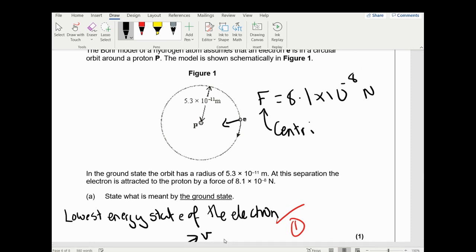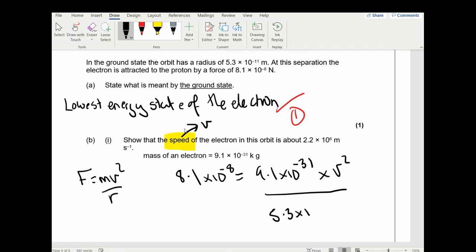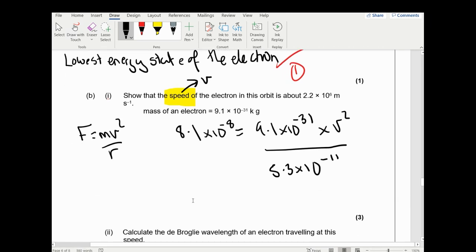This is the attraction. I've drawn a diagram. I went, okay, that's the force into the center of the circle, so I'm trying to label as much as I can here. So I know that 8.1 times 10 to the minus 8 equals 9.1 times 10 to the minus 31 times v squared all over the radius of 5.3 times 10 to the minus 11. Okay, so just bung it into the formula. So v squared is going to be 8.1 times 10 to the minus 8 times 5.3 times 10 to the minus 11 divided by 9.1 times 10 to the minus 31.